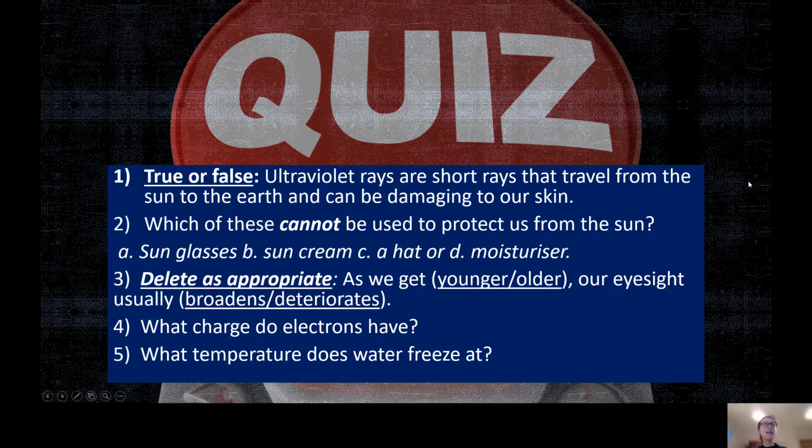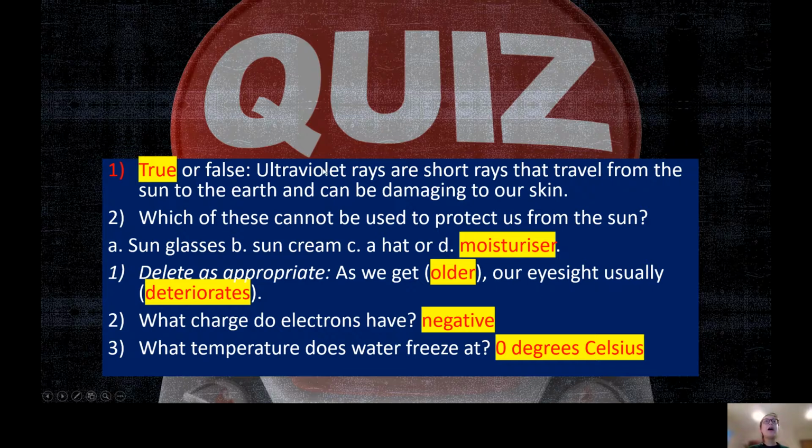Okay, let's go through the answers. So question 1 is true. Ultraviolet rays, also known as UV rays, are short rays that travel from the sun to the earth and can be damaging to our skin.